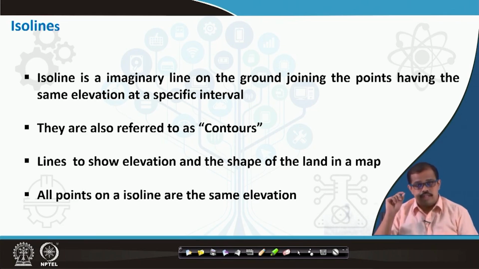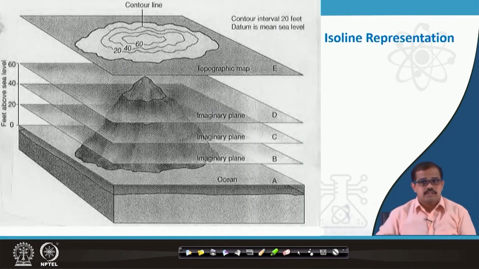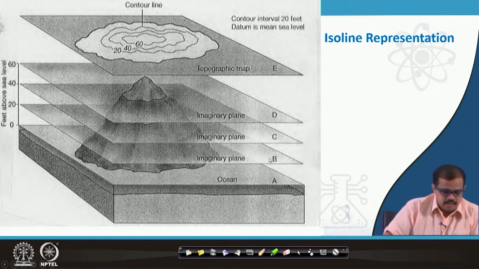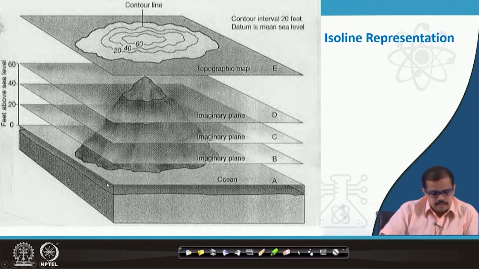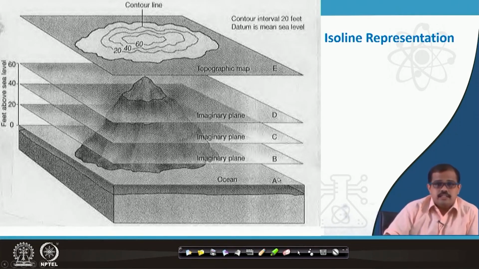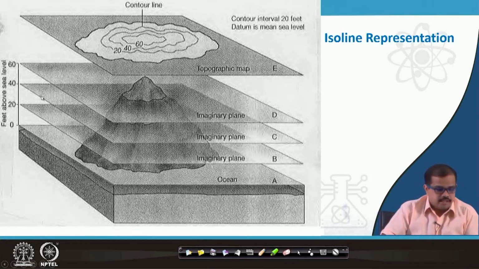Okay. So, when I say isolines, you should understand that these are lines joining points on the ground with the same elevation, and are also called contours. I have just shown a representation of an isoline. For example, let us say A is representing the ocean. Now, when we draw an imaginary plane, we get the surface at 20 feet. Next, another imaginary plane is drawn, wherein you get the surface at 40 feet. Another imaginary plane is drawn and you get the surface at 60 feet.